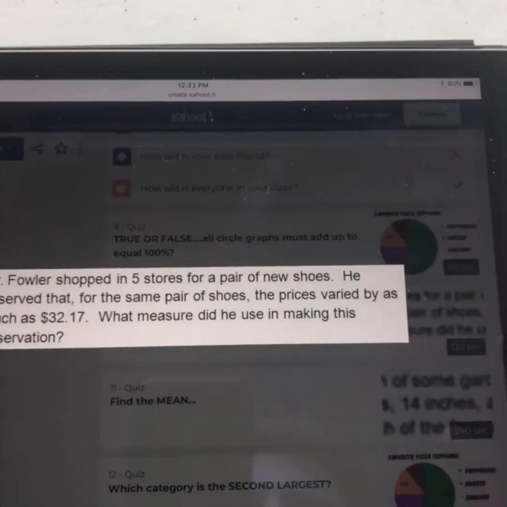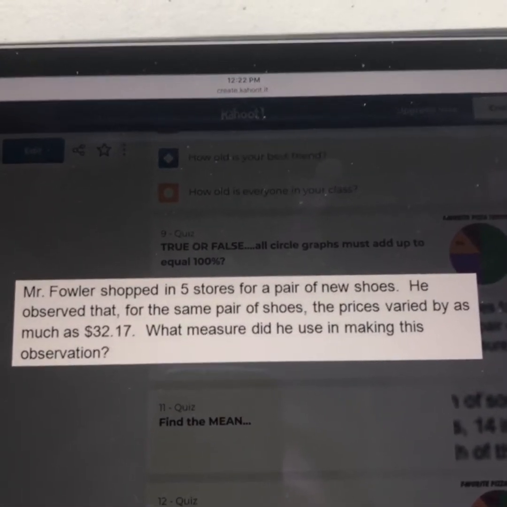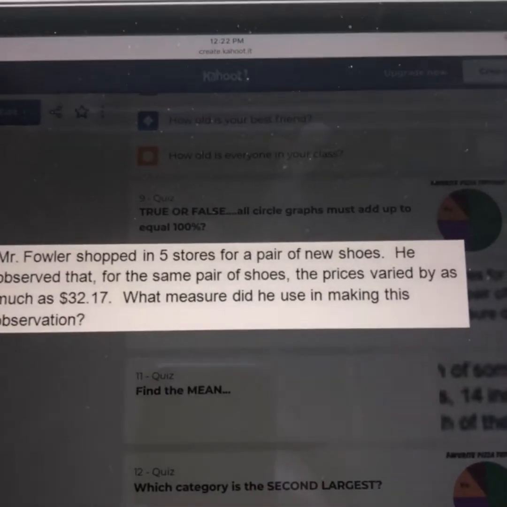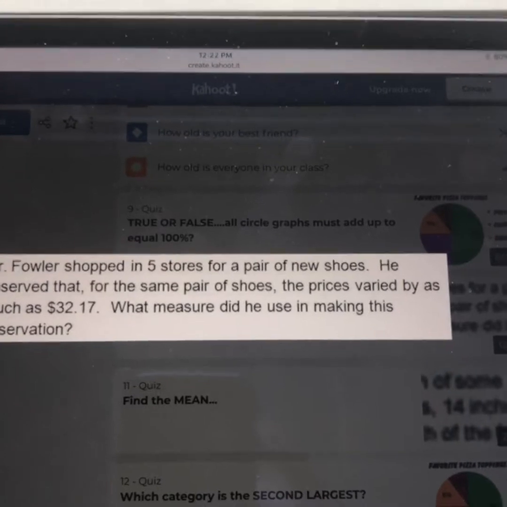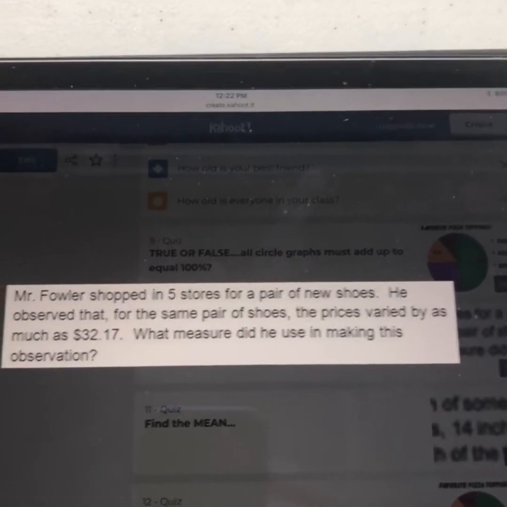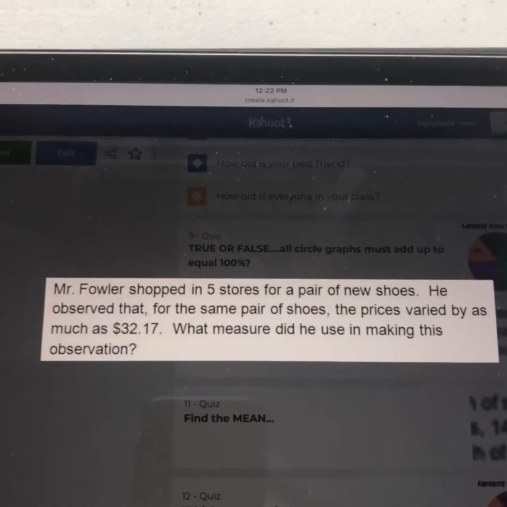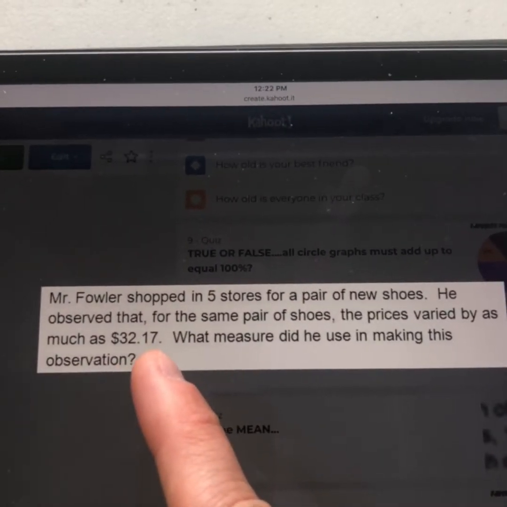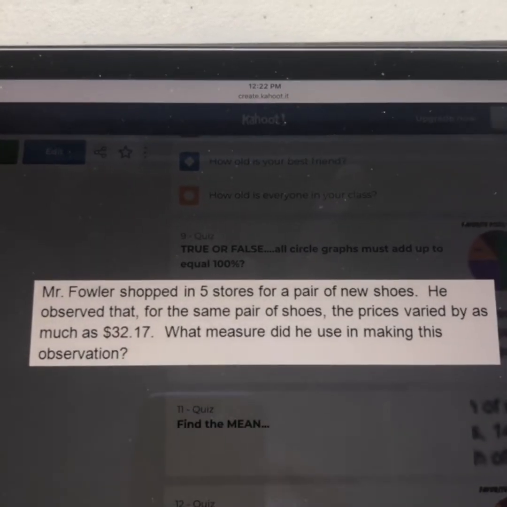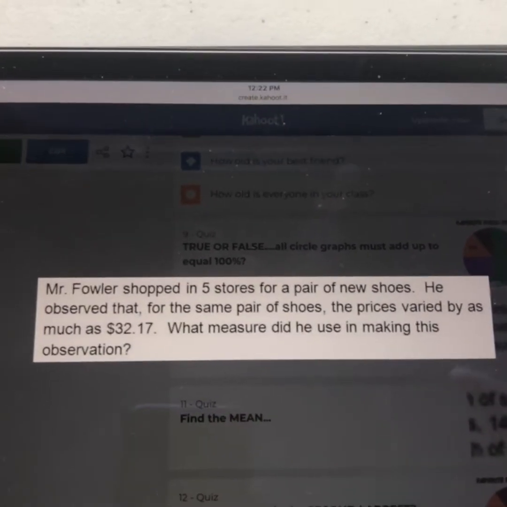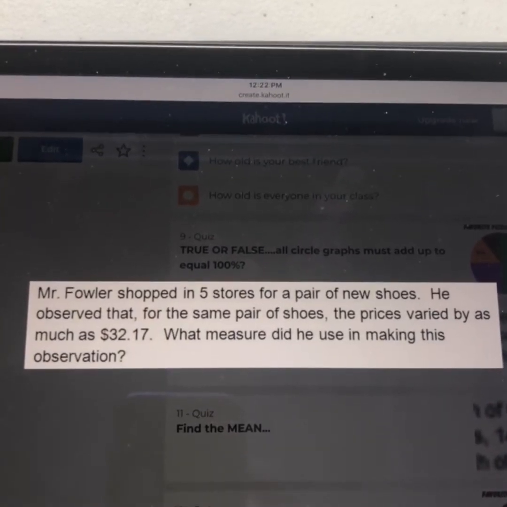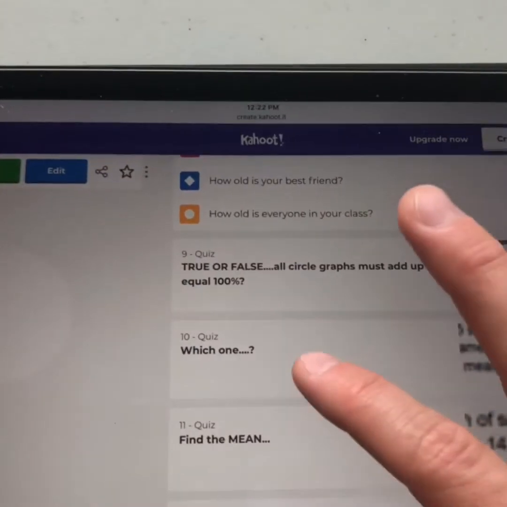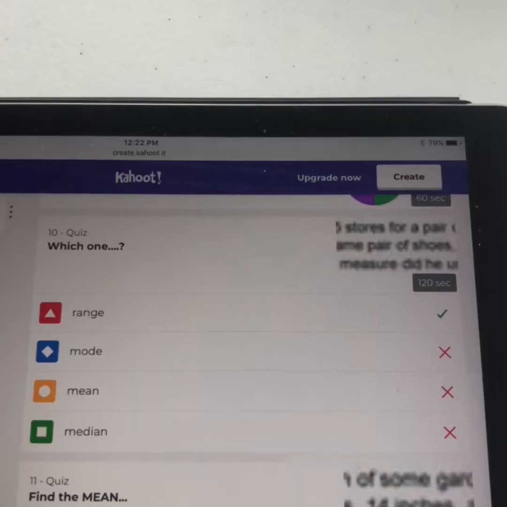Okay, then we had a little word problem Wednesday. Mr. Fowler shopped in 5 stores for a pair of new shoes. So if you're ever shopping around for prices and the best deals, whether it's online or in store, it does vary quite a bit sometimes depending on which store you're looking at. So in this case, the prices varied as much as $32.17. So, the max minus the min, in this case for the pair of shoes, was $32.17, which is the range, all right? So we were looking for the range for this one.